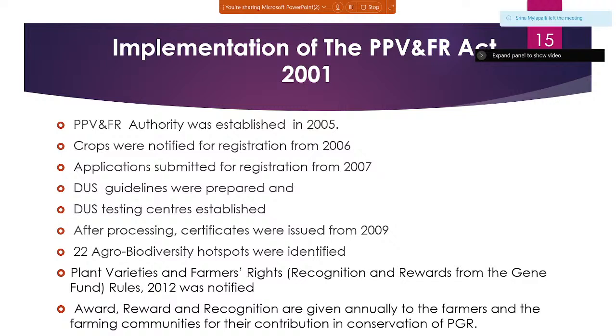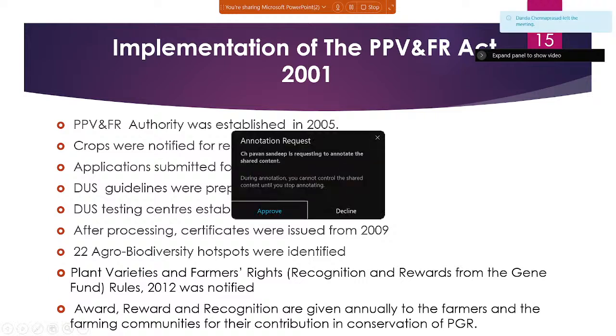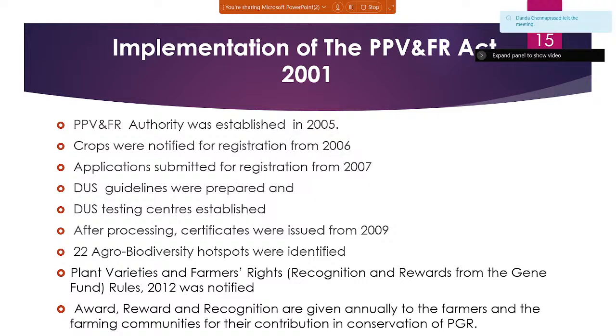How did it come? The authority was established in 2005. Crops were notified for registration from 2006. Applications were submitted for registration from 2007. DUS, meaning distinct, uniform and stability, guidelines were prepared and testing centers were established.